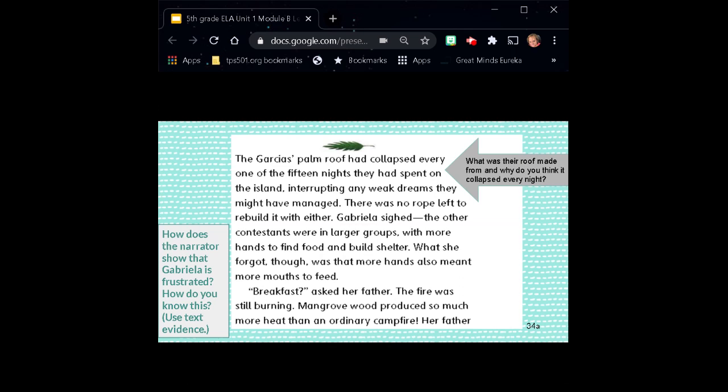I'm going to stop for just a minute because I want you to think about what did the Garcias make their roof out of? That's right, it was palm fronds or the leaves from the coconut palm trees, right? Why do you think it kept collapsing? And how does the narrator show that Gabriella is frustrated? How do you know this? Use text evidence. Write your answers down, pause the video. We're going to go on.